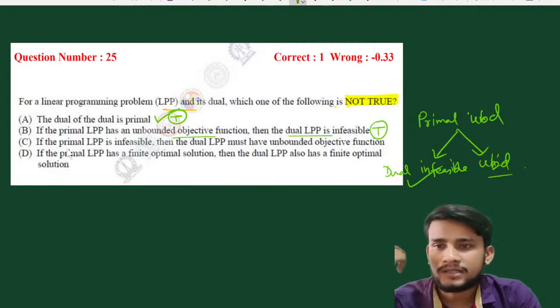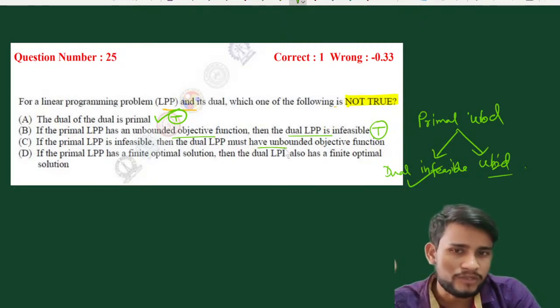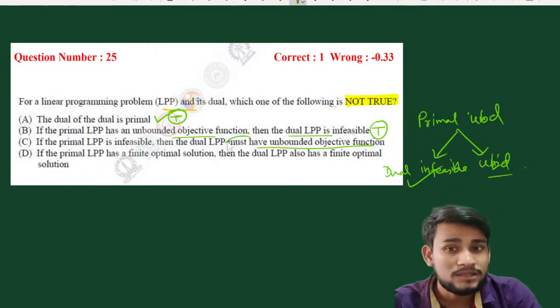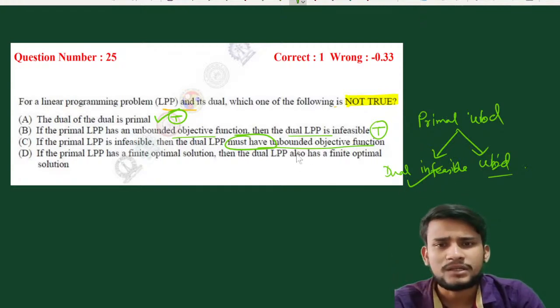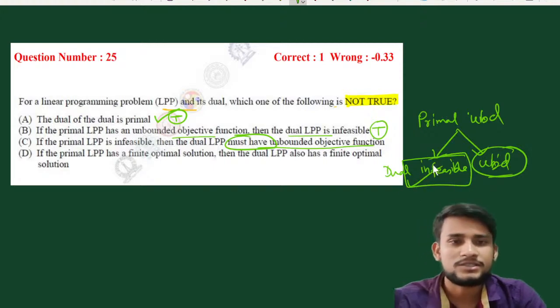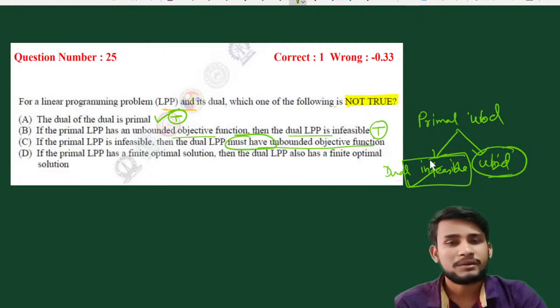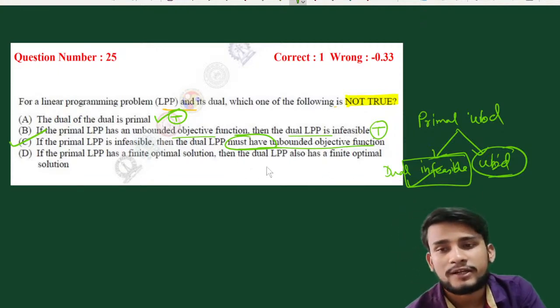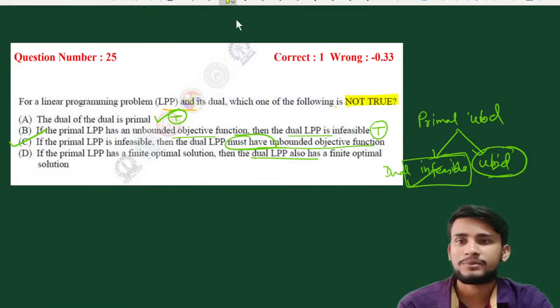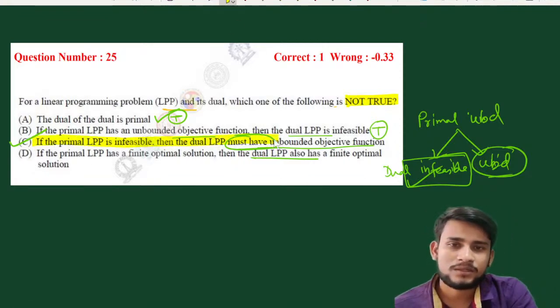The third option says that if the primal LPP is infeasible, then the dual LPP must have an unbounded solution. Yes, it may have an unbounded solution, but it must not necessarily, because other cases may be possible. So this says must have, so this is not true. Therefore option C is not true. If the primal LPP has a finite optimal solution, then the dual LPP also has a finite optimal solution. Yes, this is true by the fundamental theorem of LPP. So the not true option is option C.